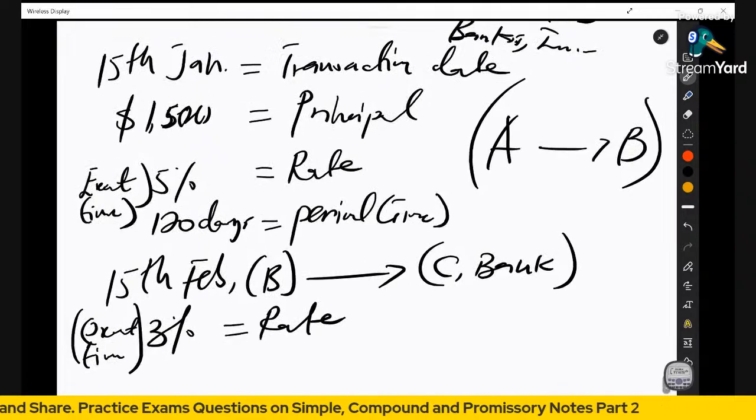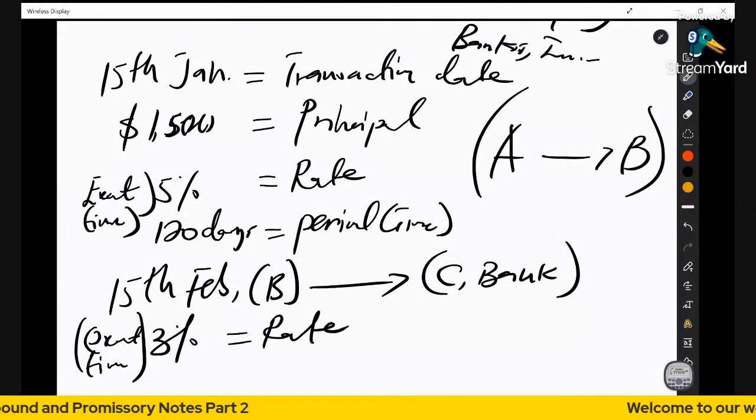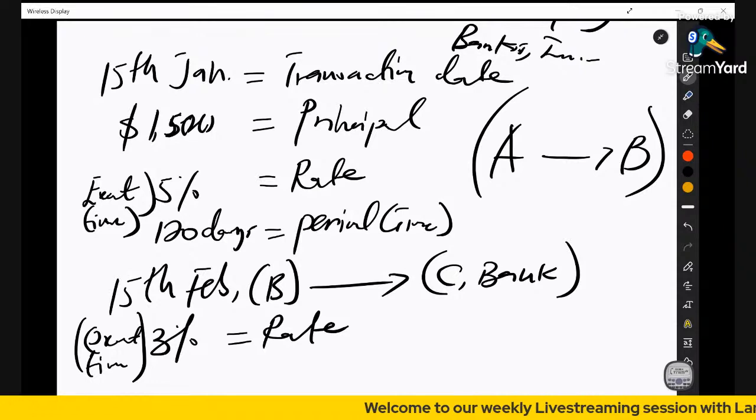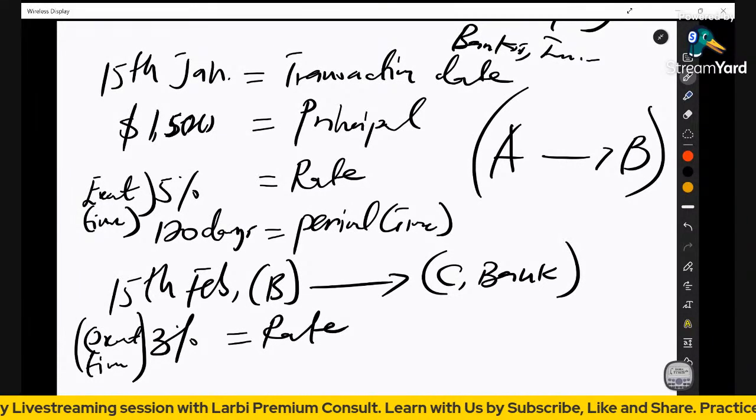So this should tell you that party B didn't wait for the loan to mature and then on 15th of February transferred the loan to party C. So this is the date we are going to discount the note. In discounting the note, we discount it at its maturity value. So this is the whole question that we have been given.